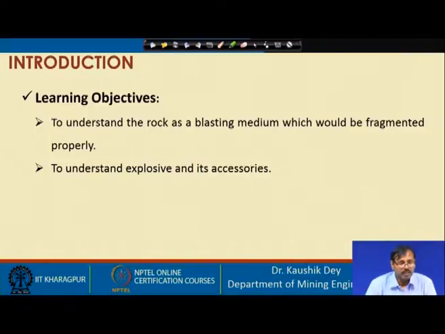One of the objectives of this course is that the student should understand the different explosives and the accessories. Explosive is the storage of energy, which is required to release the energy for the blasting. But explosive needs some accessories also. These accessories are essentially required to provide safety to the people who are handling this.